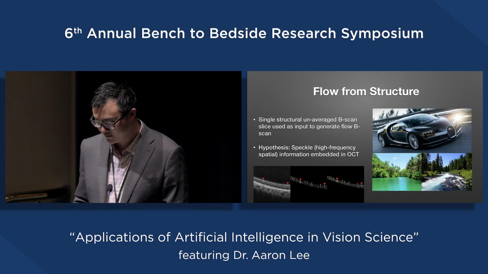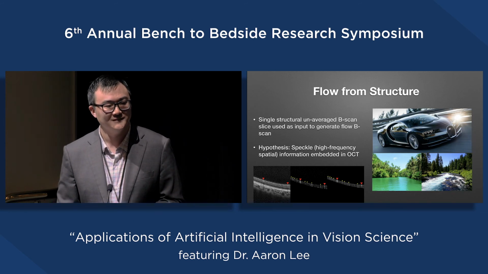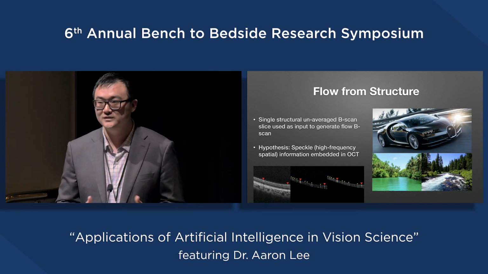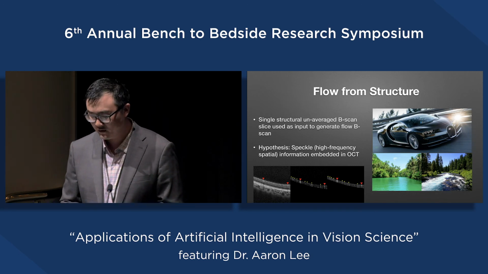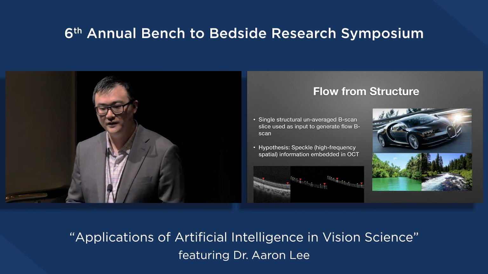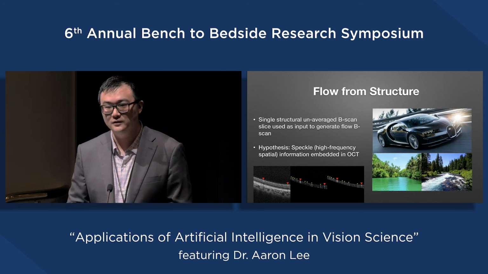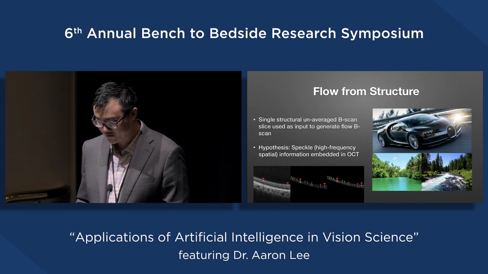The other thing that's kind of neat about this is that it's predicting flow from structure. It's kind of like I give you this picture and I ask you, how fast is this car moving? Or I give you these pictures of water and I ask you, can you give me the velocity, the speed at which the water is moving? And that's what deep learning is doing, is looking at the structural B scan and predicting at each single A scan position, what is the speed at that position.